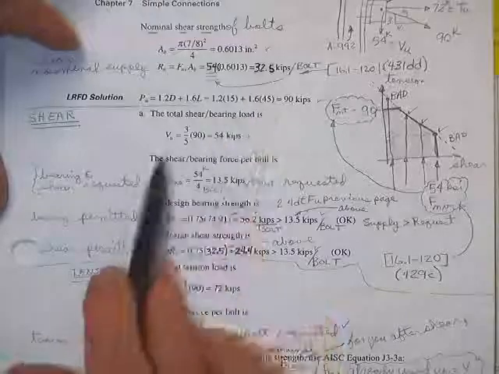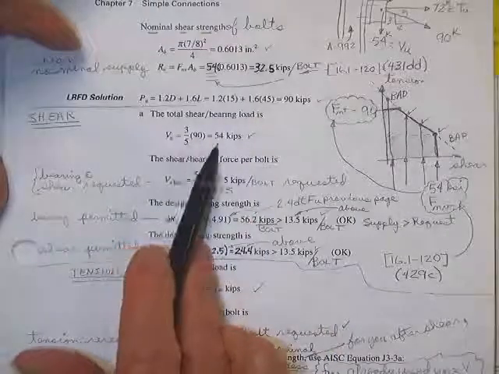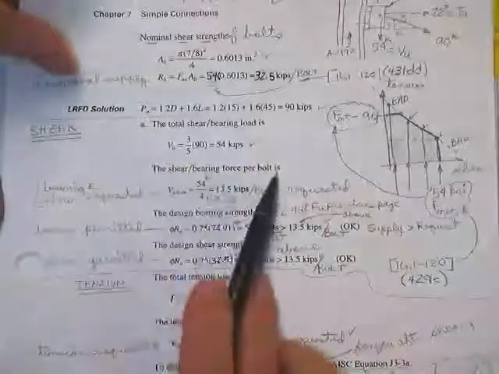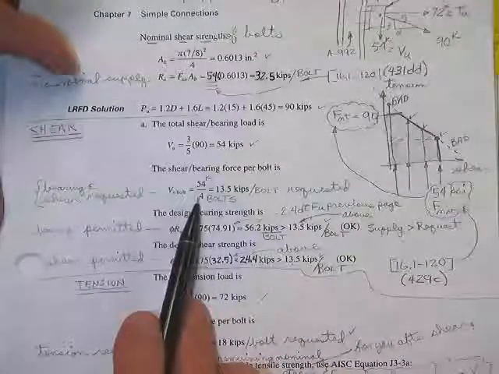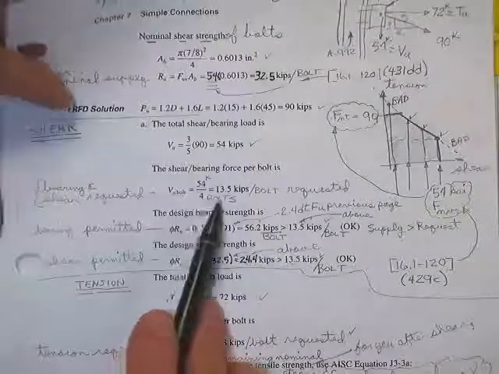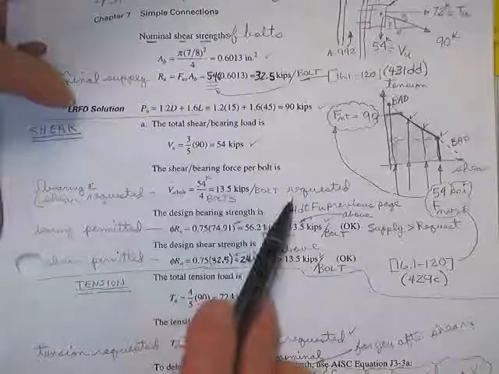Total shear or bearing load is 3/5 of 90. That's the 54 kips you see down there. Shear bearing force per bolt: 54 over 4 bolts, as has been suggested. This is an analysis problem. 13.5 kips per bolt requested.